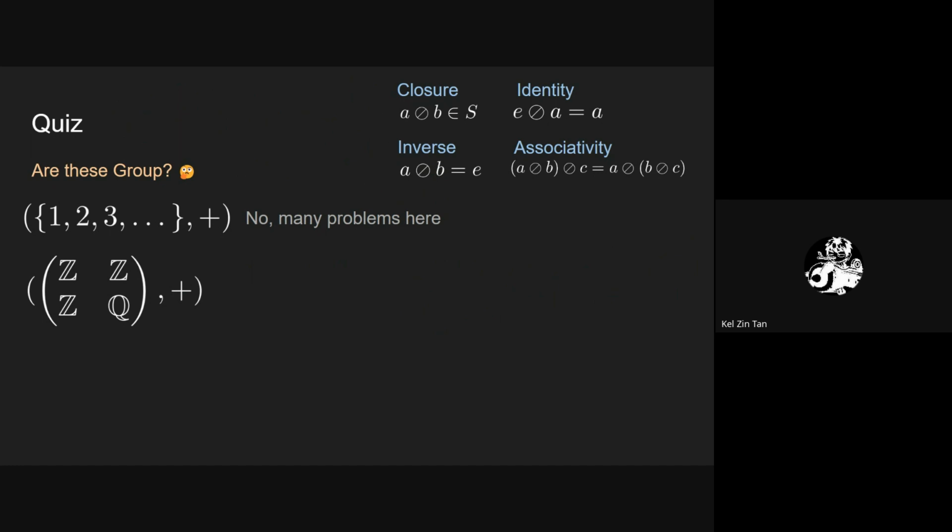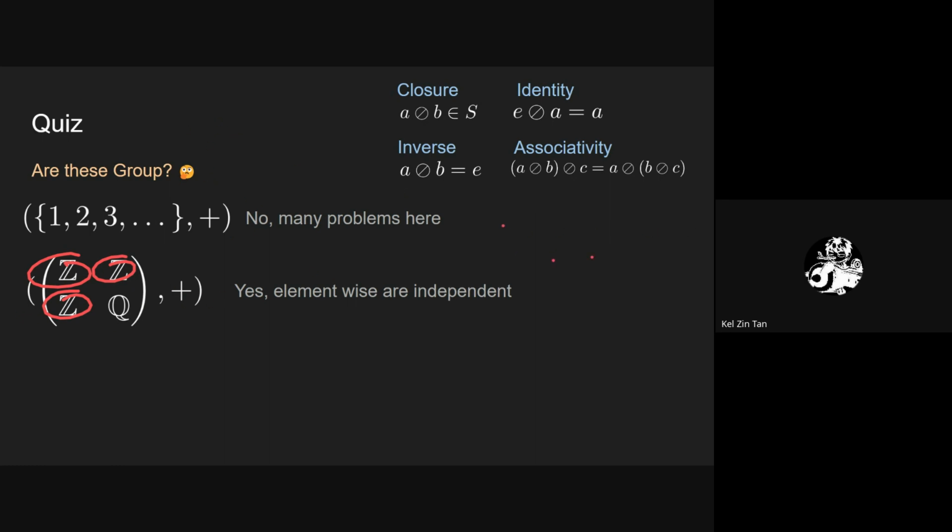And so sometimes we just write down all the axioms and prove it. Yeah, but the poll result shows that 9 say that it is a group and 7 say that it's not a group. But actually, this is a group. The reason being that every element in the matrix is independent of each other when you do addition, so it will not interfere with each other.